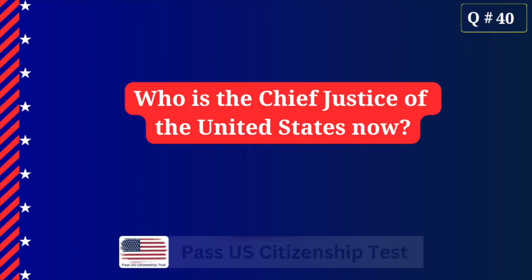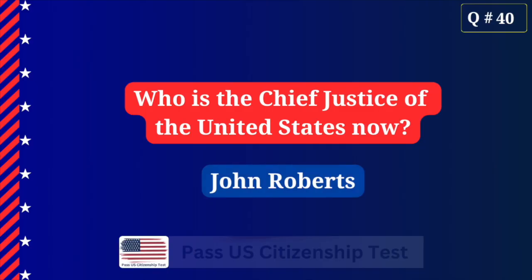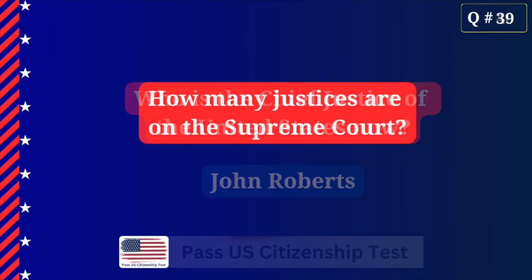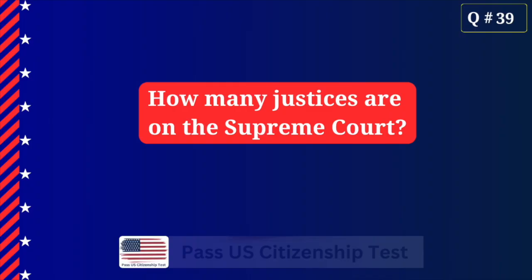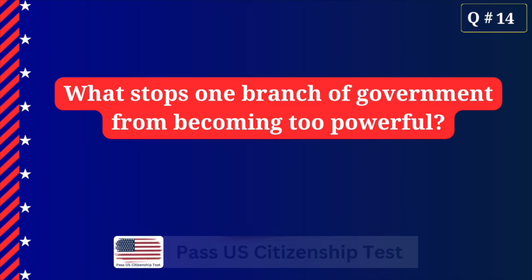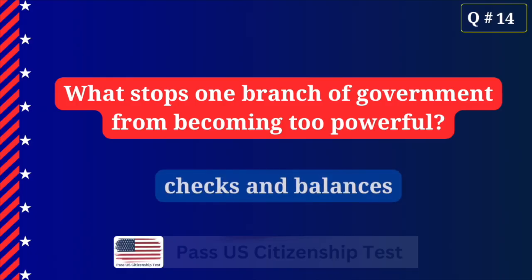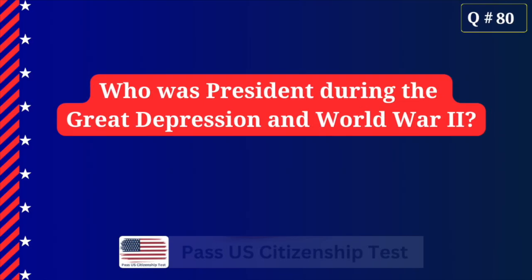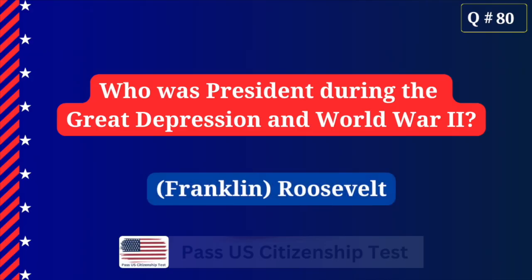Who is the Chief Justice of the United States now? John Roberts. How many justices are on the Supreme Court? 9. What stops one branch of government from becoming too powerful? Checks and balances. Who was president during the Great Depression and World War II? Franklin Roosevelt.